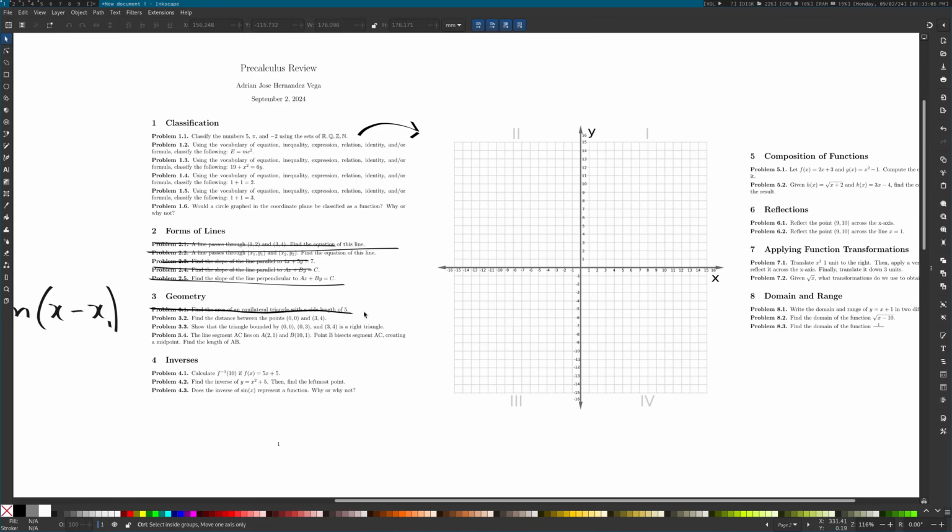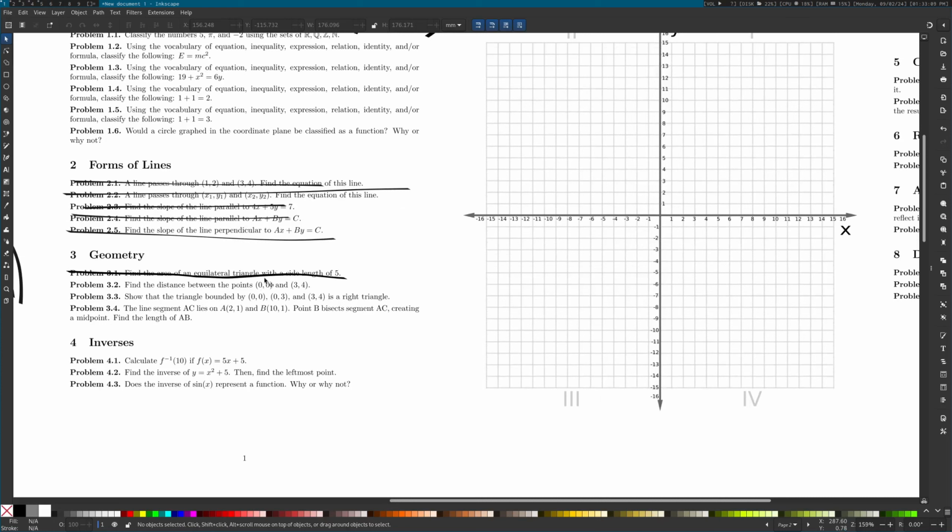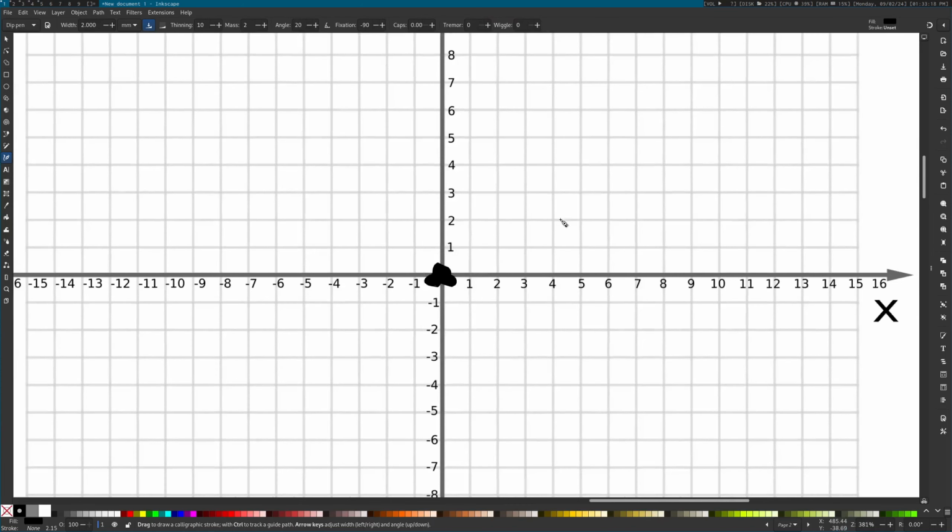Okay. And now we're going to solve 3.2. Problem 3.2. Find the distance between the points 0, 0 and 3, 4. Let me just plot that right here. Like Miss Frisbee said, you can actually just draw a right triangle, and that's the same thing as the distance formula. That would be easier in this case, I believe.